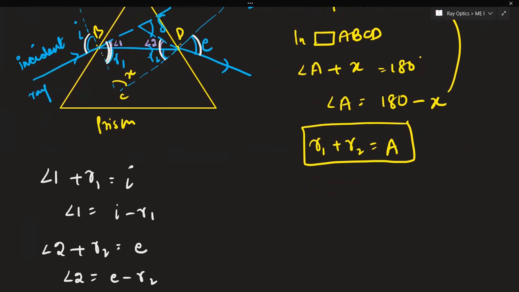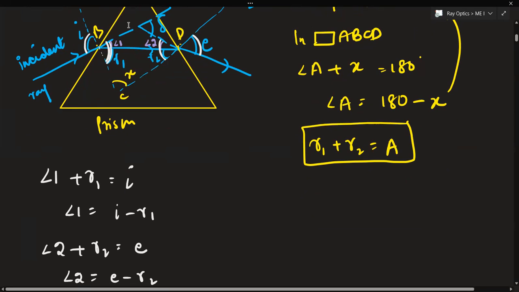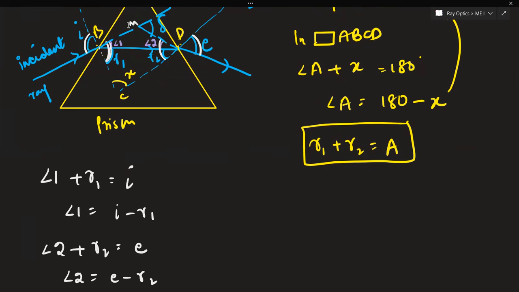Now look at this triangle that is formed. You can name this point as something, let's name this point as N. Look at the triangle MBD, this triangle that has been formed. If you use the exterior angle property, what does it say? The sum of the opposite angles is equal to the exterior angle of the triangle. It means angle 1 plus angle 2 is equal to delta.